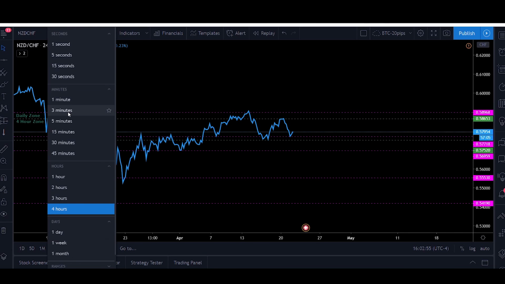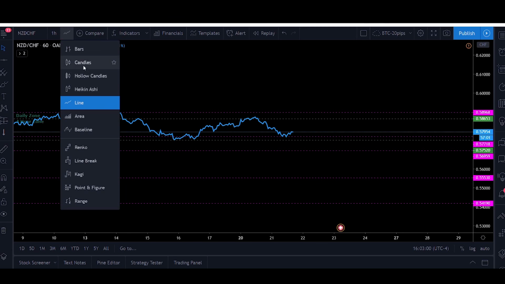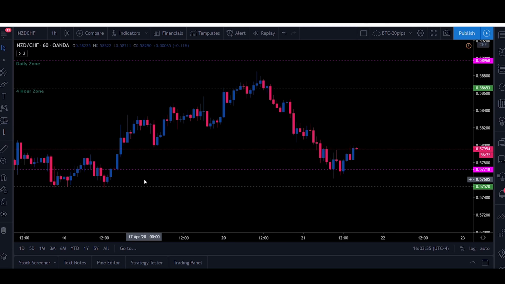So now we're going to change this to the 1 hour, and then we are going to change this to candles. All right. You've marked up your zones, and now you're just like, okay, what do I do now? This is what you do. You see this? This is support. You're going to find your lowest point on the 1 hour chart. You're going to grab a trend line.